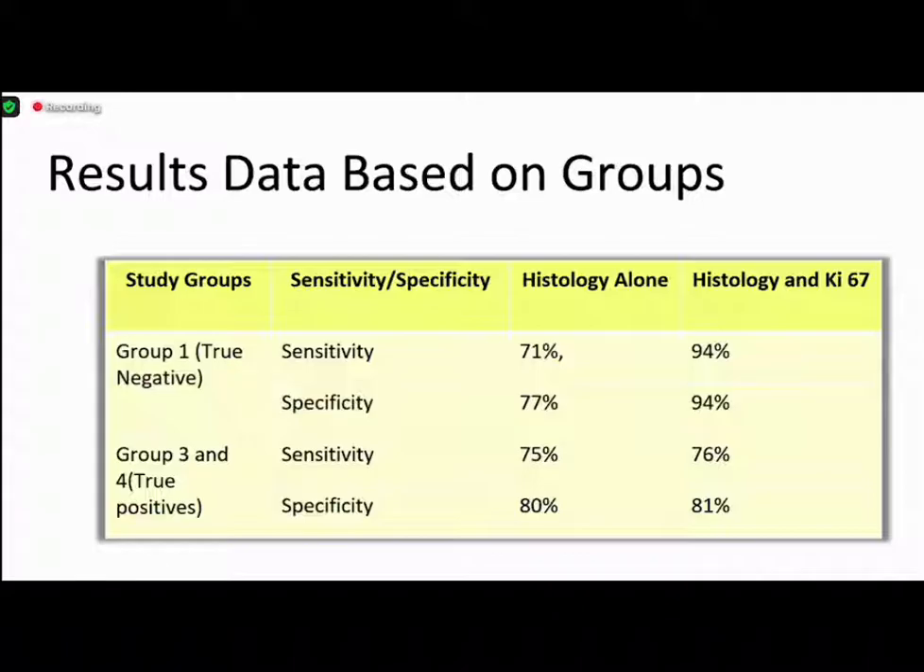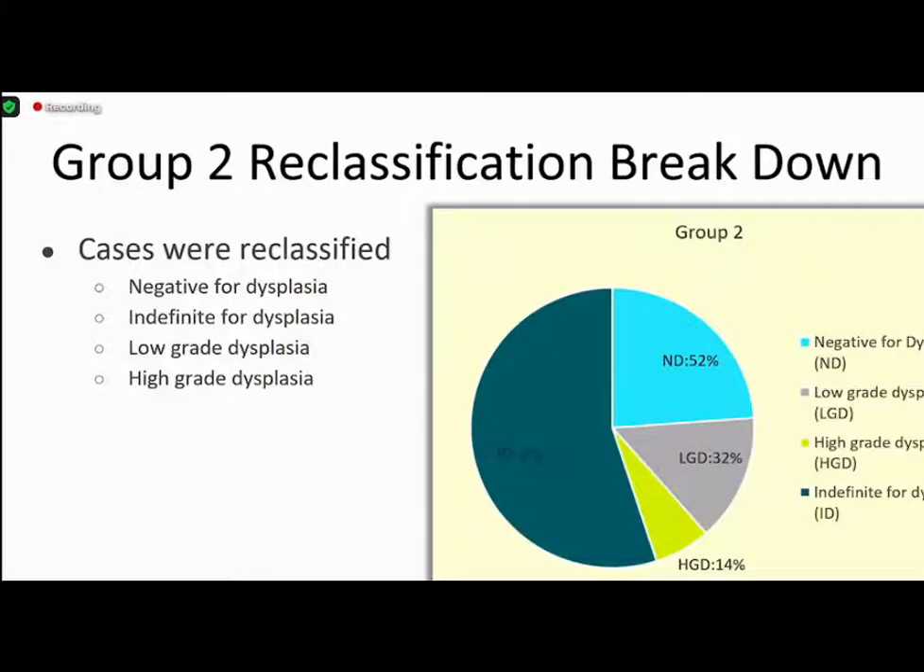So now I will break down the results based on the four groups of this case control study that I initially described. For group one, which is true negative cases, sensitivity improved when combining Ki-67 with histology from 71% to 94%, and specificity improved from 77% to 94%. For groups three and four, which were true positive, sensitivity and specificity both showed some improvement, from 75 to 76% and 80 to 81%. And the cases in these groups were reclassified.